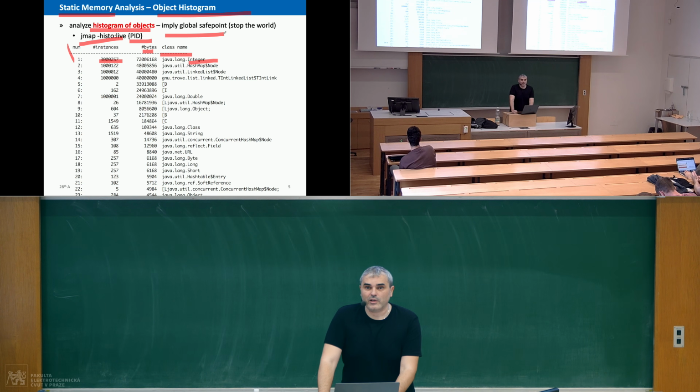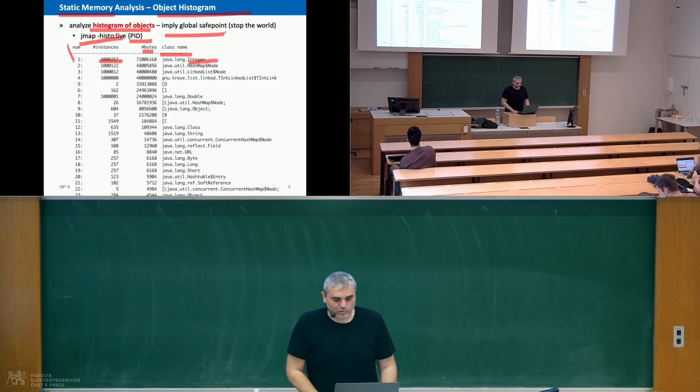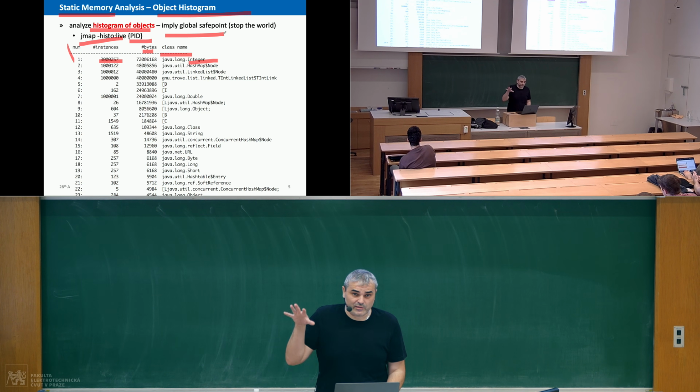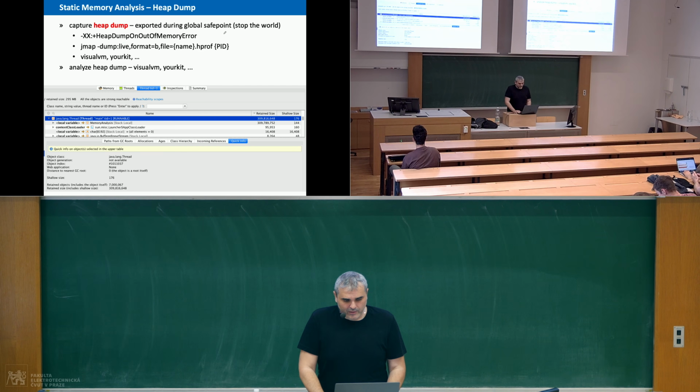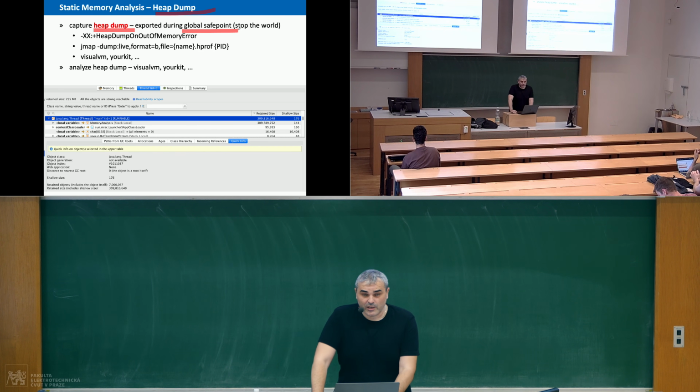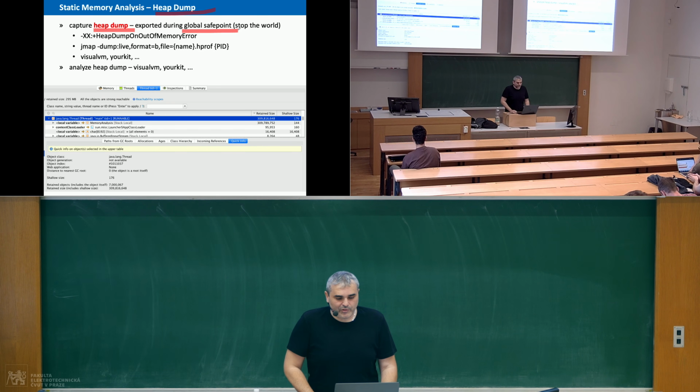I've already talked, I think, two courses back about safepoints. So it stops your application, then traverses the heap and computes this histogram. Another thing you can do is a heap dump. You can capture a current snapshot of the heap structure. Again, it implies a global safepoint, but instead of computing just the histogram of objects, in this case, you are dumping everything out of the memory.